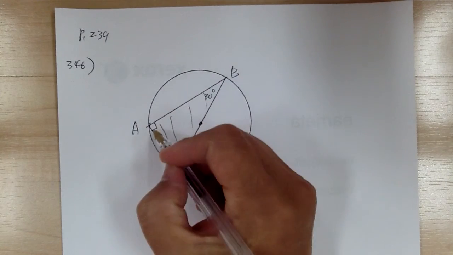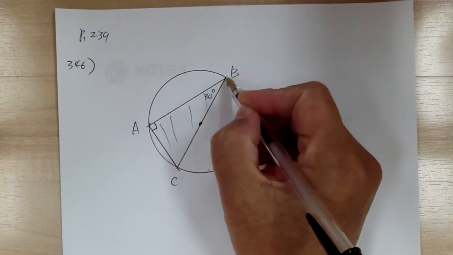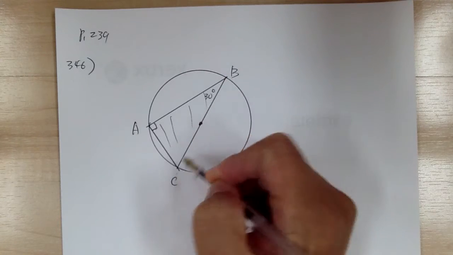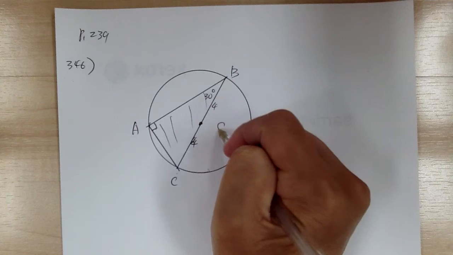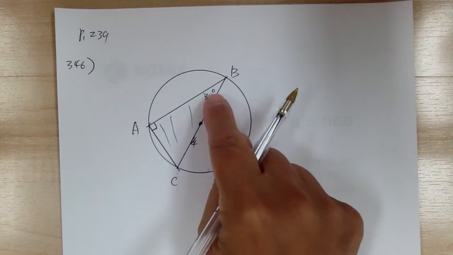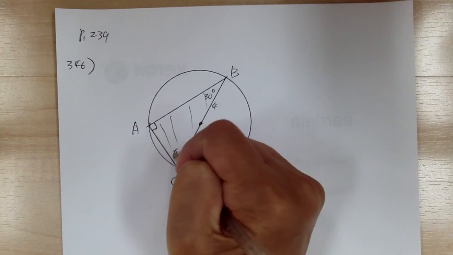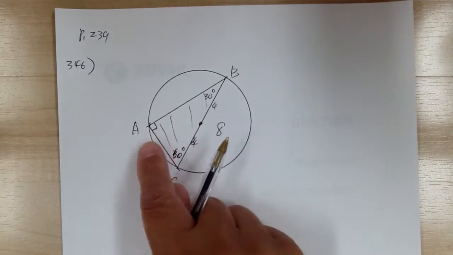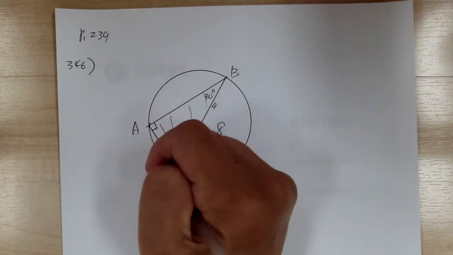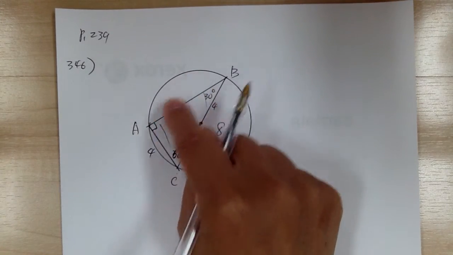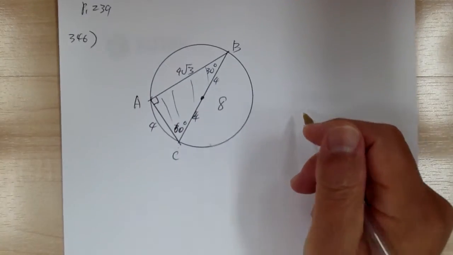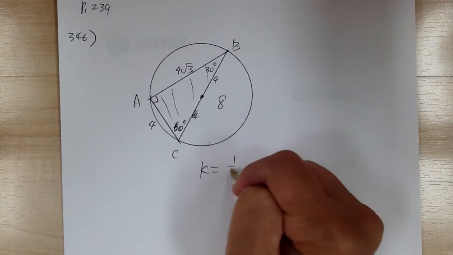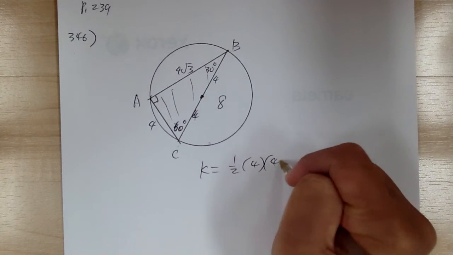Okay, so if this is a right angle, then the hypotenuse would be the diameter. So the radius is 4. Okay, so this is the 8 over here. And now this is a 30-60-90 special triangle. So this would be half of the hypotenuse, so this would be a 4. And this would be square root of 3 times that, so this would be 4 square root of 3. Right? And after that, the area would be simple. It would be 1/2 base times height.